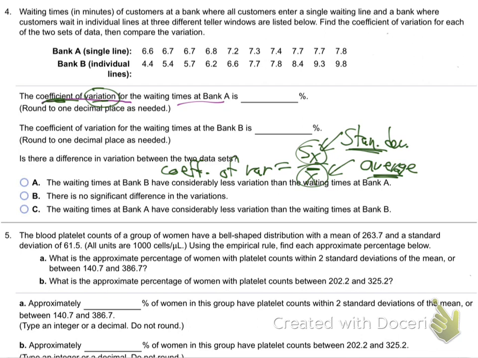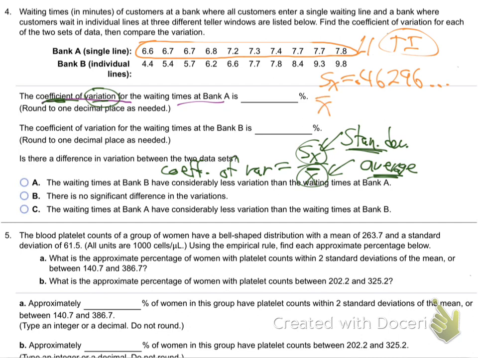It's pretty much like the other problems. You take this data and put it in L1 on the TI calculator like before, and calculate the statistics for it. We're going to start with S sub x. S sub x is 0.46296, that's good enough. And x bar is 7.19.